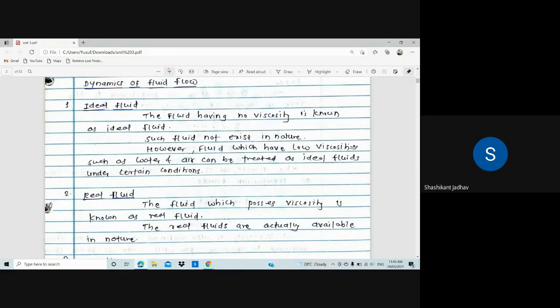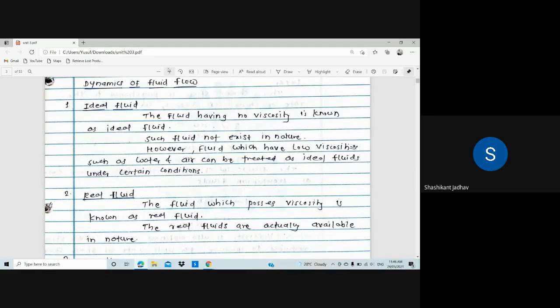ऑलरेडी हे आपण फ्लुइड मेकॅनिक्समध्ये शिकलेलं आहे, डायनॅमिक्स ऑफ फ्लुइड फ्लो. आयडियल फ्लुइड म्हणजे काय, रिअल फ्लुइड म्हणजे काय, विस्कॉसिटी म्हणजे काय, डायनॅमिक विस्कॉसिटी, कायनॅमेटिक विस्कॉसिटी म्हणजे काय, न्यूटन्स लॉ ऑफ विस्कॉसिटी काय आहे. ते आपण फास्टमध्ये घेणार आहे. सो राईट डाऊन द डायनॅमिक्स ऑफ फ्लुइड फ्लो. फर्स्ट राईट डाऊन द आयडियल फ्लुइड.